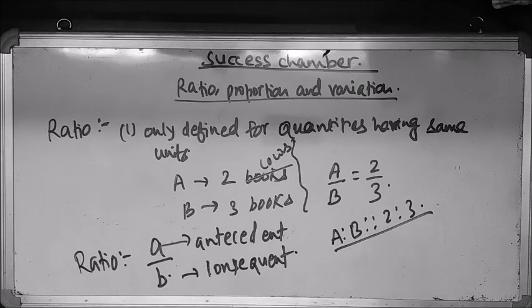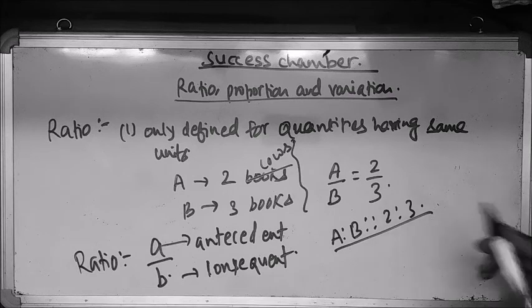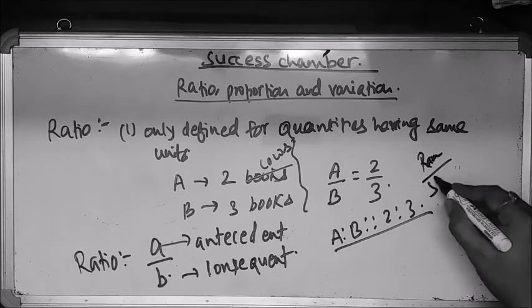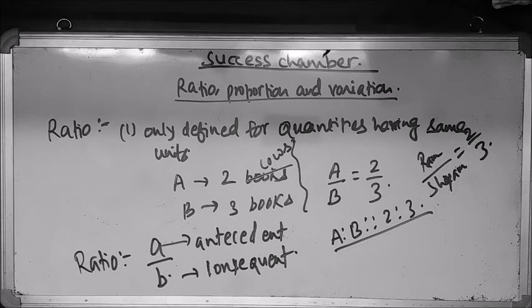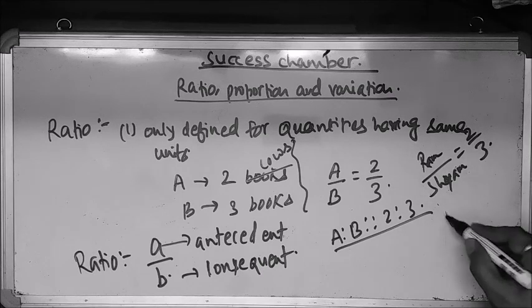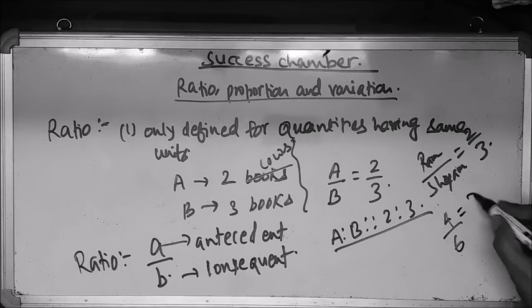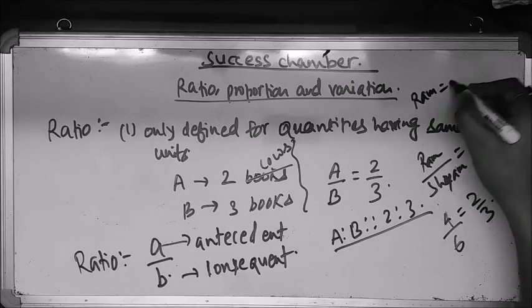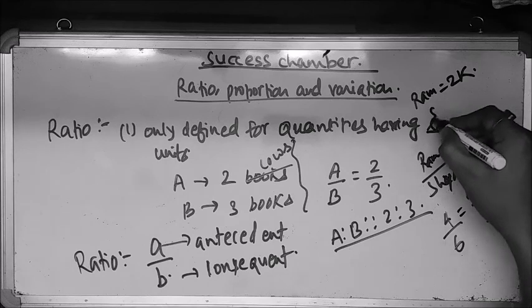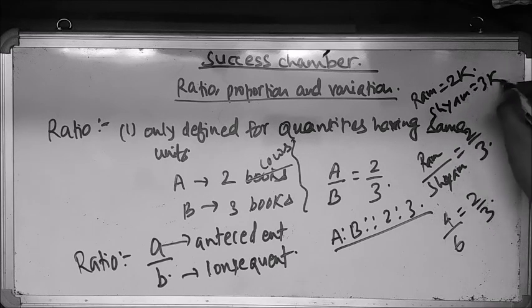Now, so this is about ratio. If you're given that Ram and Shyam are having books in the ratio of 2:3, it's not required that Ram will have 2 books and Shyam will have 3 books. Even if Ram has 4 books and Shyam has 6 books, still the ratio comes out to be 2:3. So whenever you are given that Ram and Shyam have books in the ratio of 2:3, what you can say is that Ram will have some 2K books and Shyam will have some 3K books.